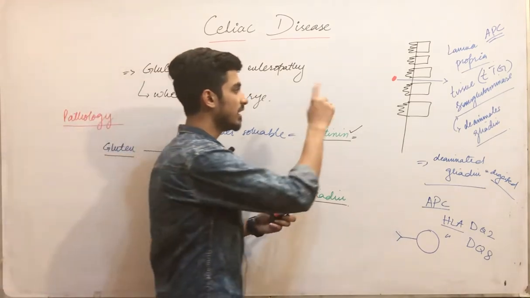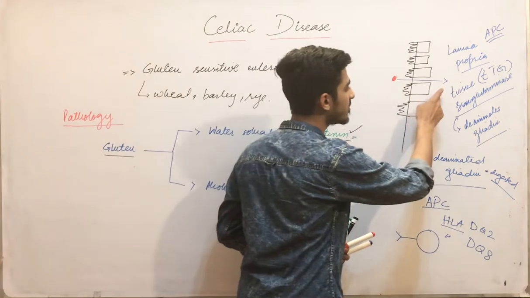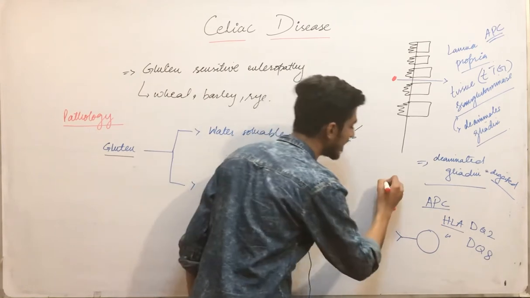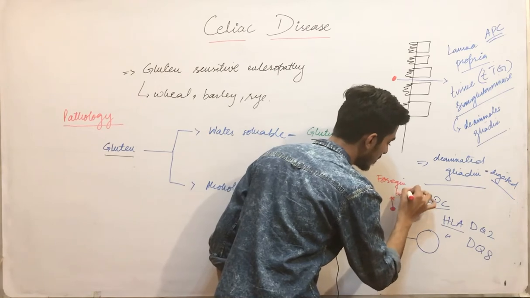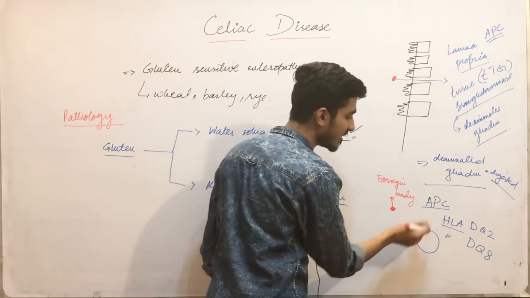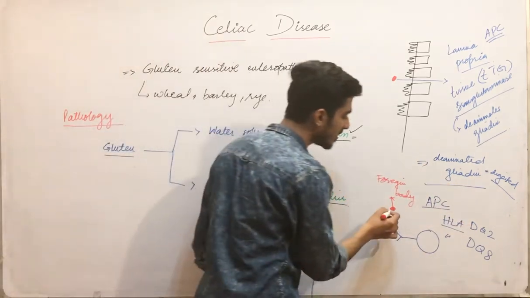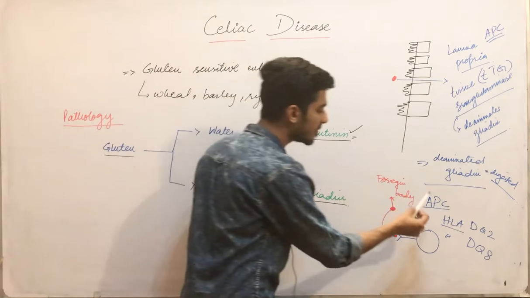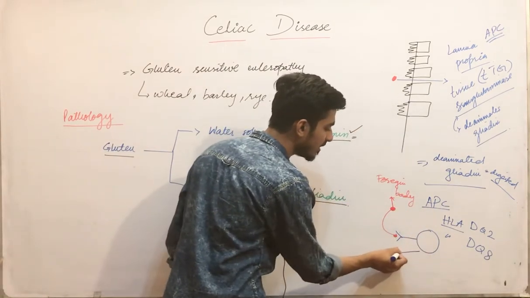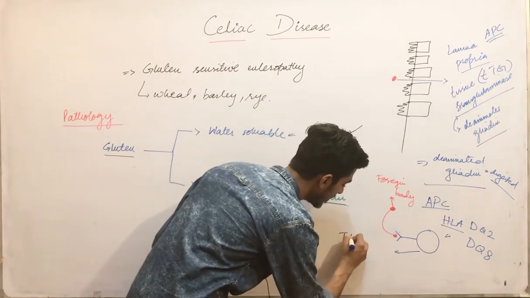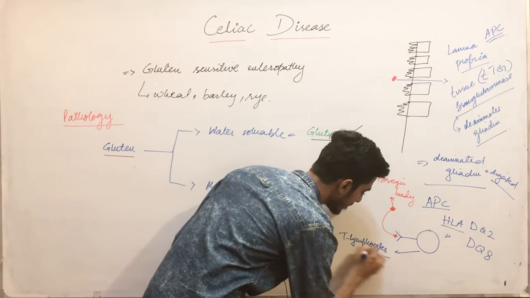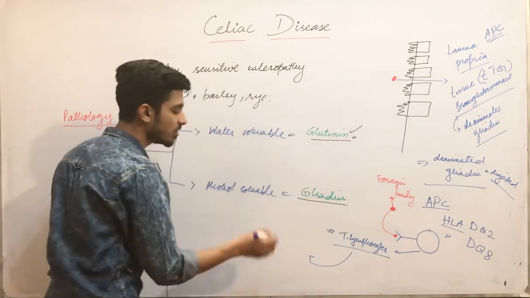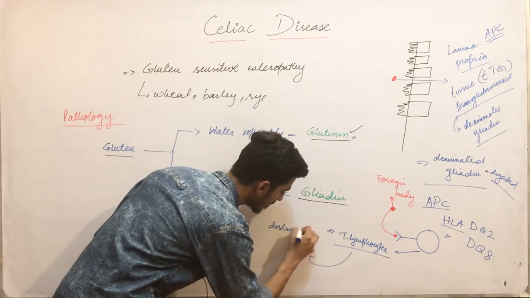Now whenever in this patient of celiac disease, gliadin enters into the lamina propria, it is considered a foreign body by these antigen presenting cells that contain HLA-DQ2 or DQ8, and they are activated. Gliadin combines with these molecules on the antigen presenting cells. Now what is their function? Antigen presenting cells present this whole molecule to the T lymphocytes, or you can say they activate the T lymphocytes. When T lymphocytes are activated, they cause the destruction of epithelium.